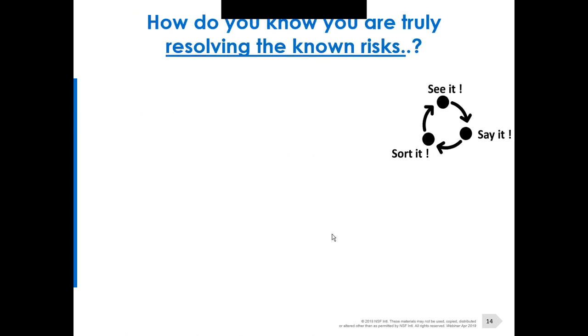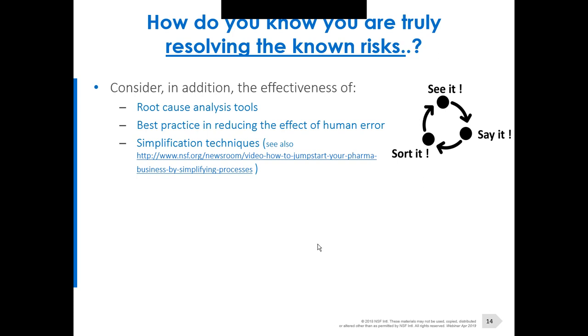So, how do you know you're resolving the risks? Well, of course, you use a variety of root cause analysis tools. You look very frequently at the potential effect of human error, and you think about how you can design out human error and recurring deviations through simplification techniques. And it's so crucial that you continually use the variety of simplification techniques to actually design out areas of error.